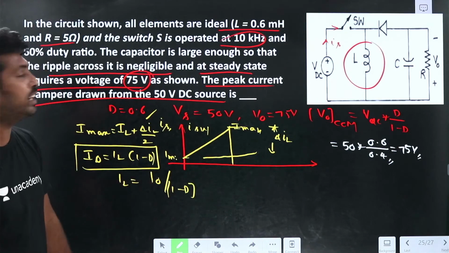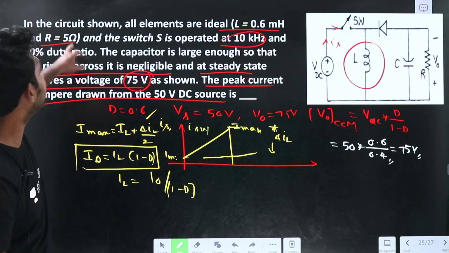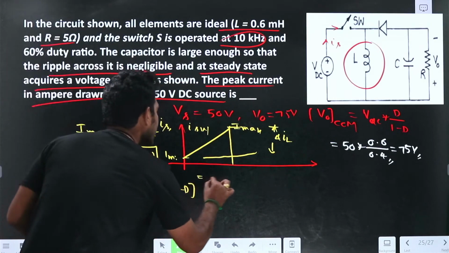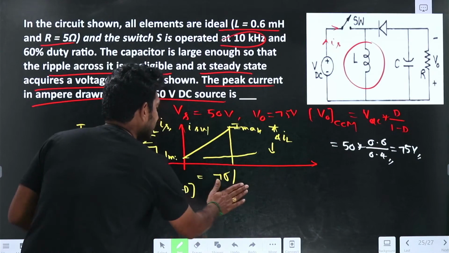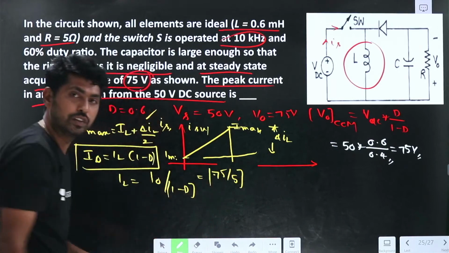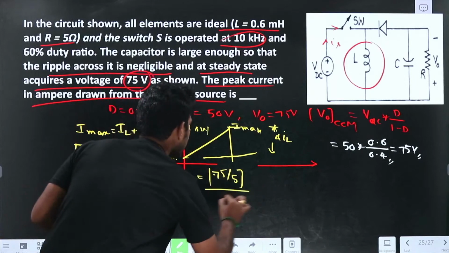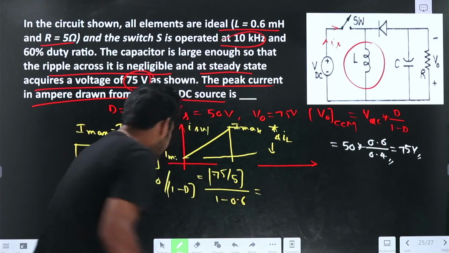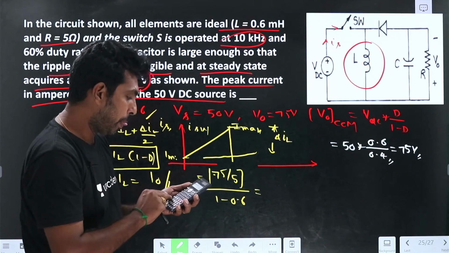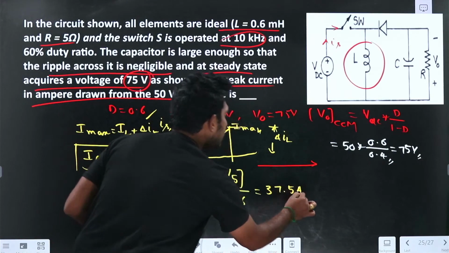How can I find I naught? It is V naught by R. R is given as 5 ohms and V naught is 75, so 75 divided by 5 is I naught. Then I naught divided by 1 minus d. What is the d value here? 0.6, so 1 minus 0.6 is 0.4. 75 divided by 5, which is I naught, divided by 0.4 gives 37.5 amperes. So we got the IL value.